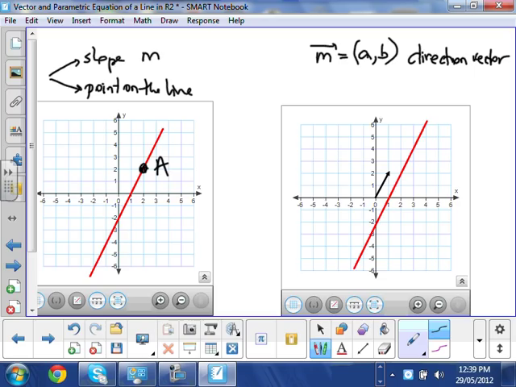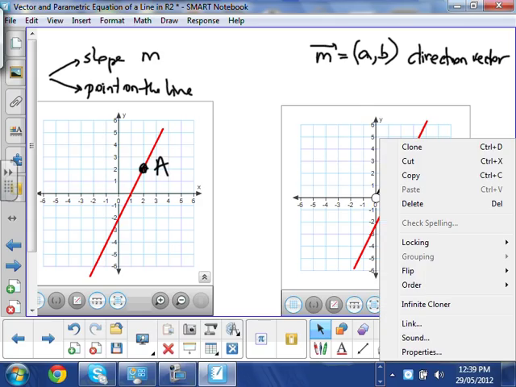I need one more thing. I need a certain point on the line. Now, we talk vectors here. We don't really talk about the point on the line. What we talk about is a position vector, a position vector that starts at the origin, of course, and ends at that point.